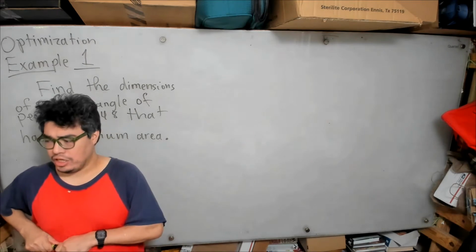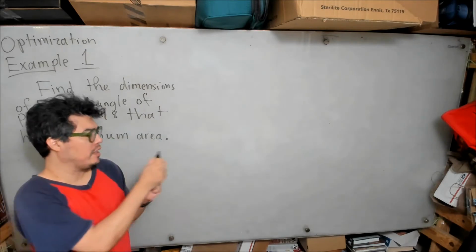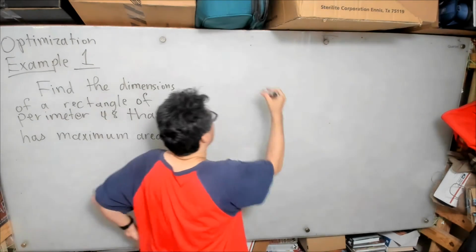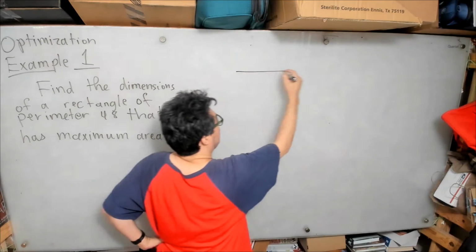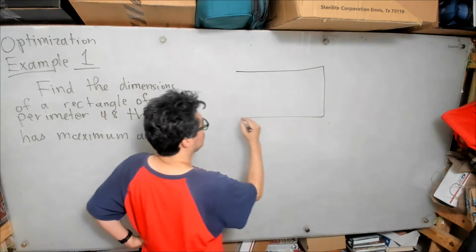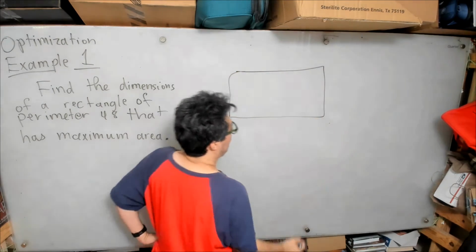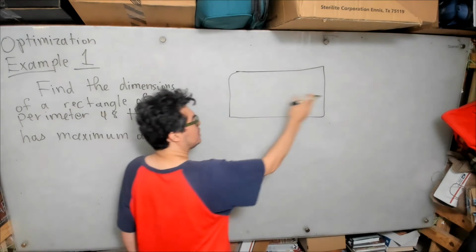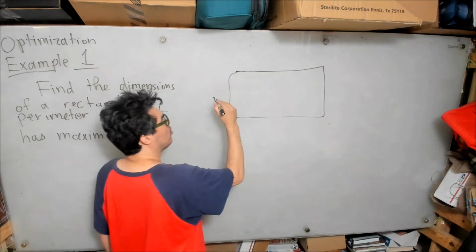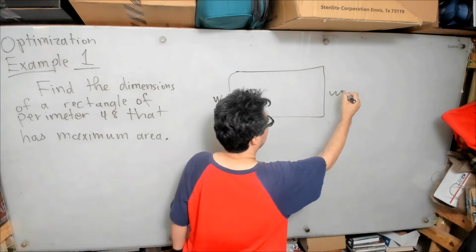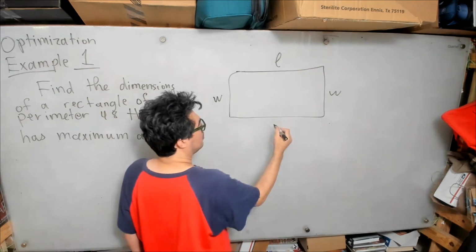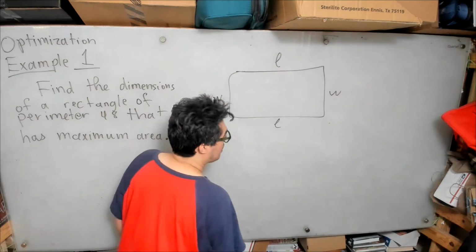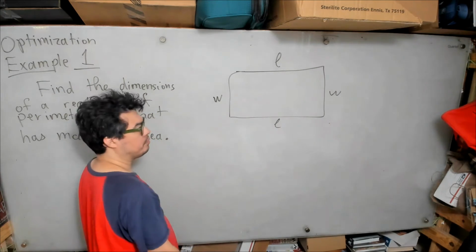So in any geometric problem like this, my first recommendation is that you draw a picture. So here I'm going to draw my rectangle. And what do we know about a rectangle? We know that it has these two sides of equal length. Let's call them W for width. And it has these two sides of equal length. Let's call that length L.